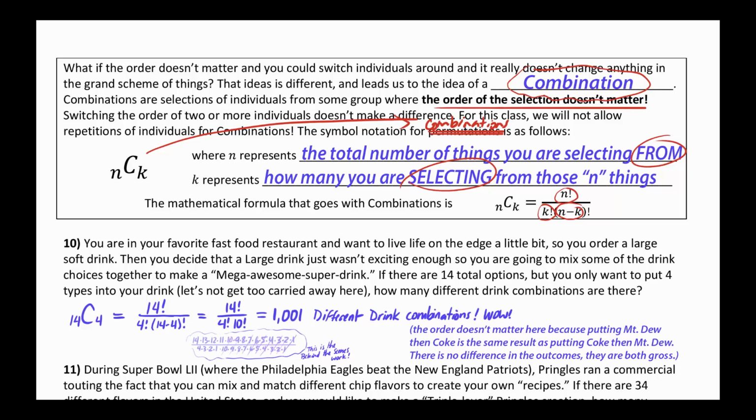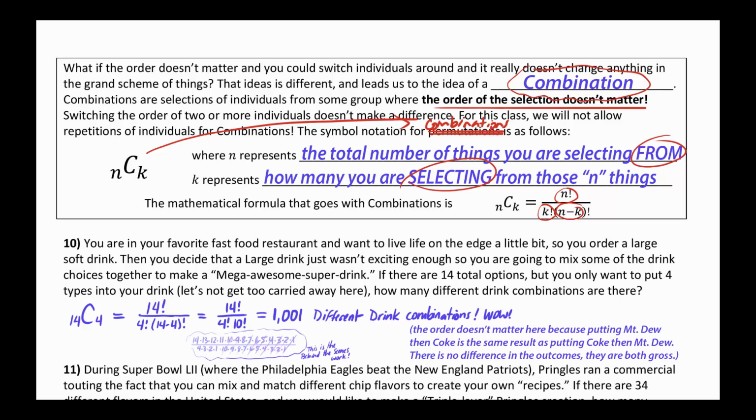Question 10. You're in your favorite fast food restaurant and would like to live life on the edge a little bit. So you order a large soft drink. Now you decide that a large drink just wasn't exciting enough. So you're going to mix some of the drinks together to make a mega awesome super drink. Now there are 14 different options, but you only want to put 4 types into your drink. I mean, let's not get too carried away here. How many different drink combinations are there?